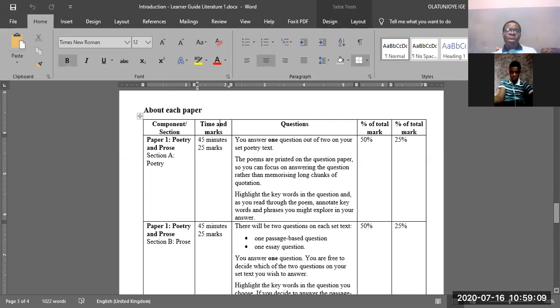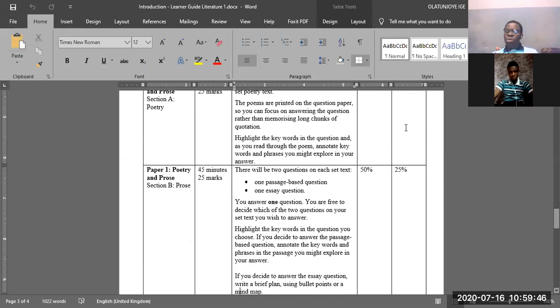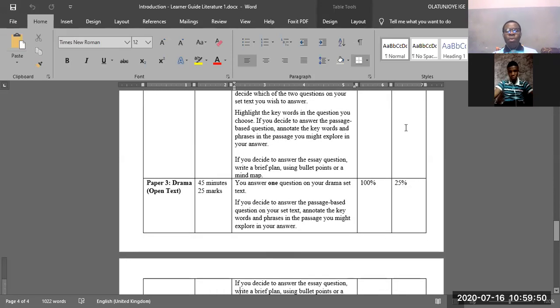Paper 1 will be divided into 2 sections. We have section A, which is poetry, and section B, prose. Section A, which is poetry, will take you 45 minutes, which is 25 marks. Section B, under the same paper, paper 1, is prose. It's also 45 minutes, 25 marks. So it's self-explanatory. They advise you, as you are reading and taking your answer from the text, from the poem, to underline, the normal thing we do when we do the analysis. Paper 3, we also have 45 minutes, 25 marks.